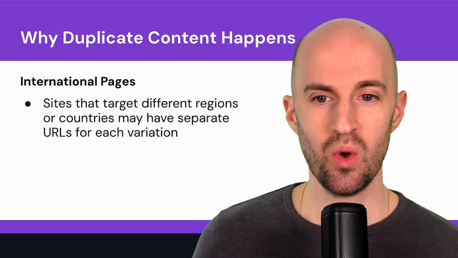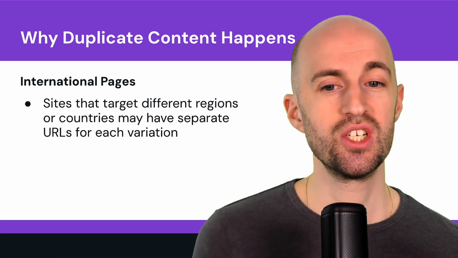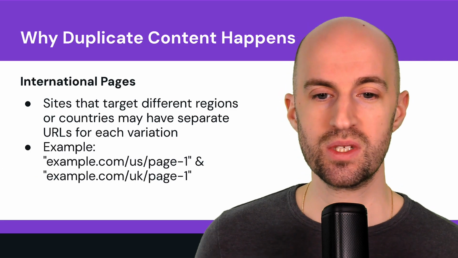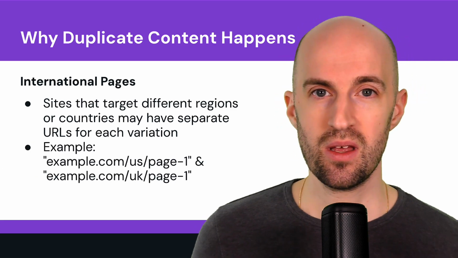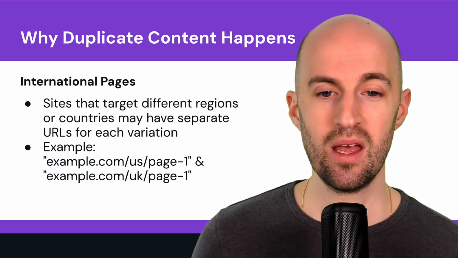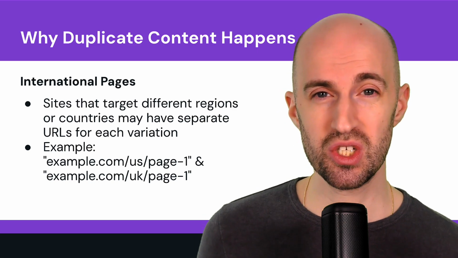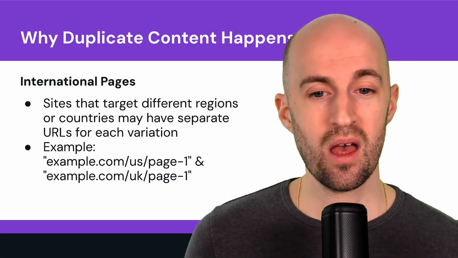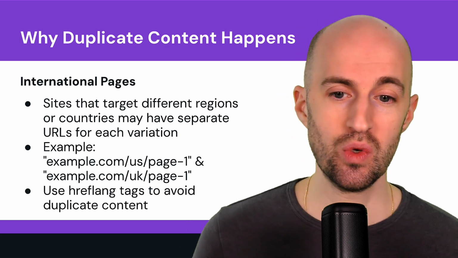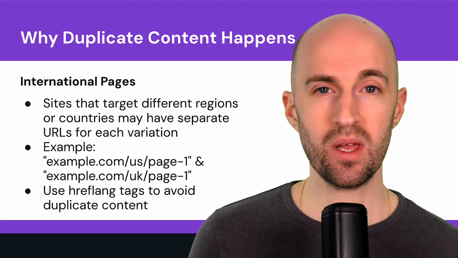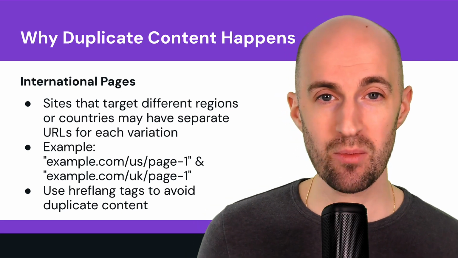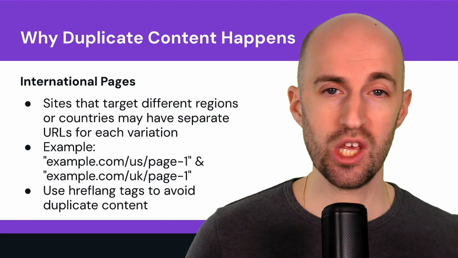International pages. Sites that target different regions or countries may have separate URLs for each variation. For example, page1 could be for the US audience, and page1 also could be for the UK audience. Pretty much the same content, might be slight variations in the spelling or grammar, but two separate URLs. In this case, you would use hreflang tags to avoid duplicate content, to inform search engines that here are two pages, same content, but one is for the UK audience and one is for the US audience.